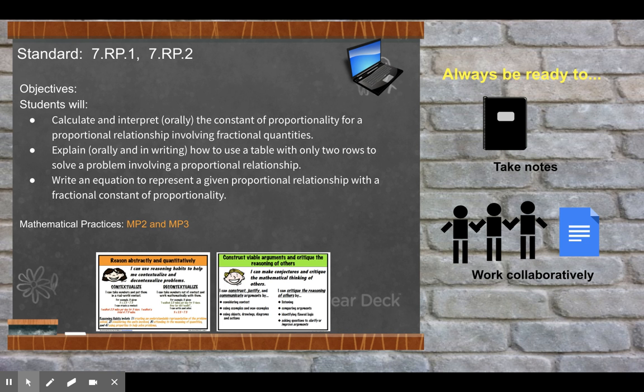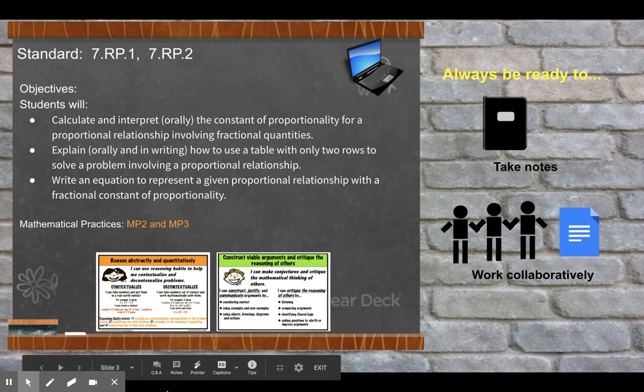And our mathematical practices are MP2, which is reason abstractly and quantitatively, and MP3, which is construct viable arguments and critique the reasoning of others. We want to make sure that we're always ready to take notes and work collaboratively when necessary. So we'll pause the video here briefly so that you guys can copy down your standard and your objectives for today.